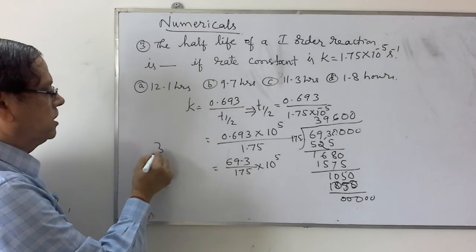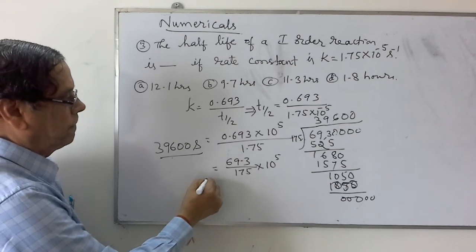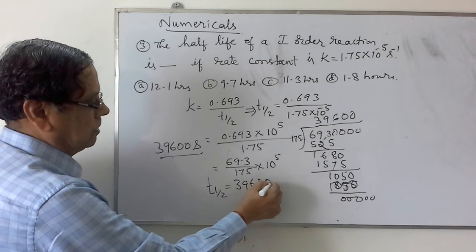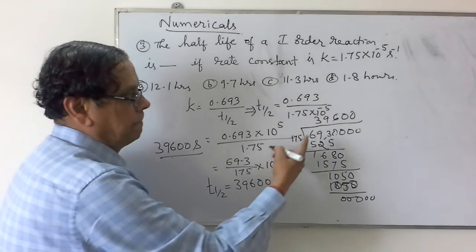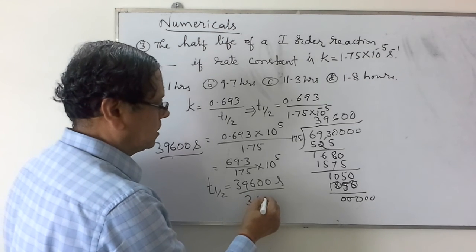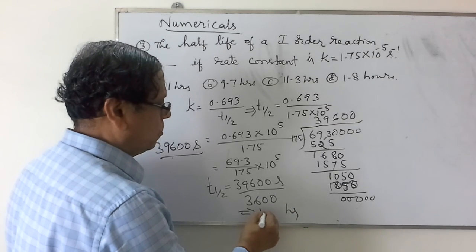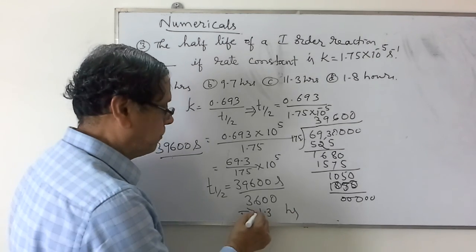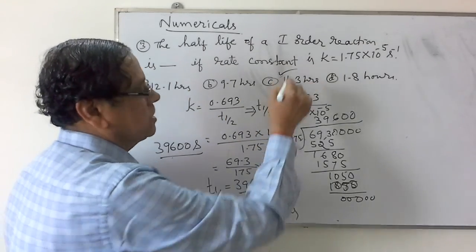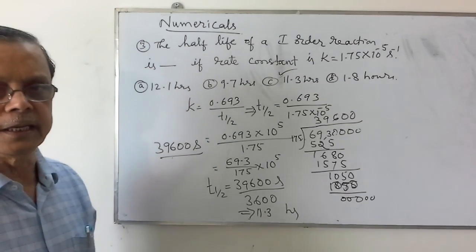This 39,600 is the t half in seconds. Divide 39,600 seconds by 3,600 to convert this to hours. This is almost 11.3 hours. So the correct option will be 11.3 hours, that is C. Okay. Some more information we shall take in the next video.